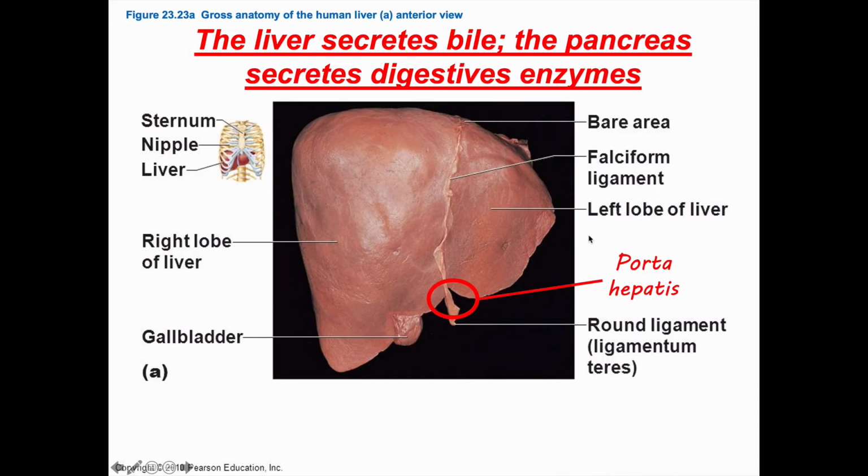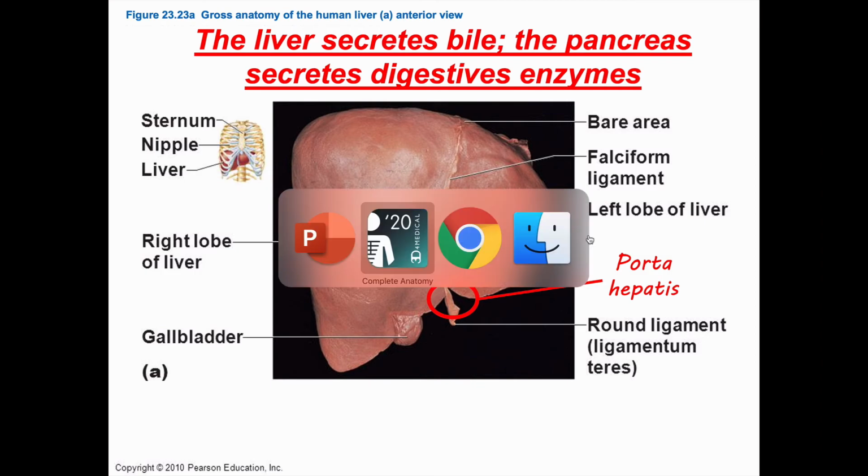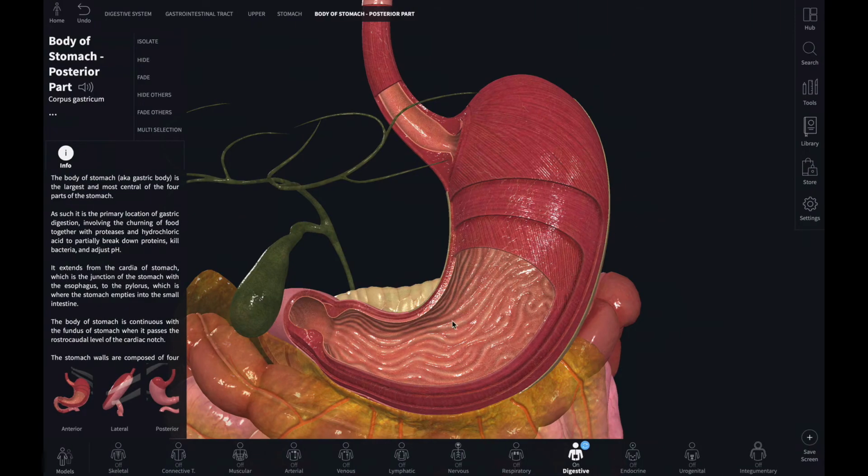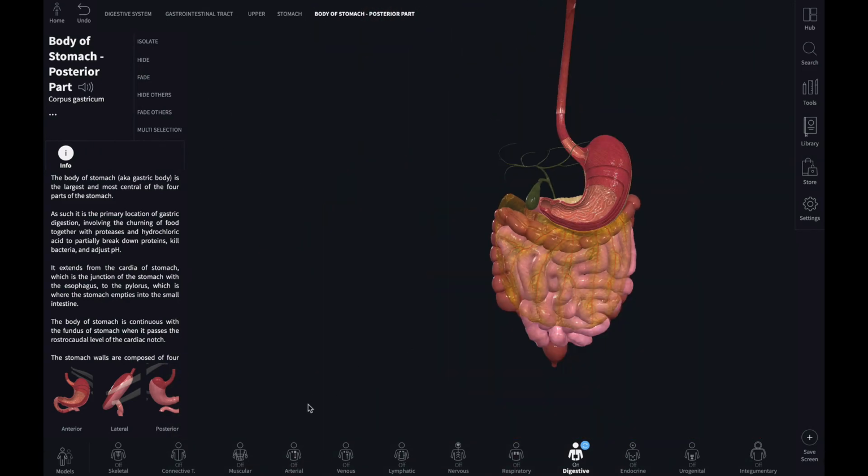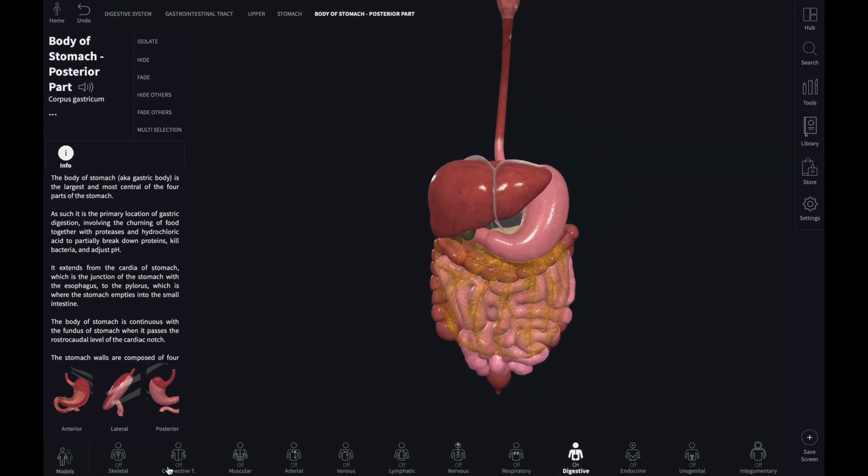Okay, now let's go to the liver. The liver secretes bile. The pancreas secretes digestive enzymes. Coming to the liver, it is said to be the largest exocrine gland. The liver is placed in the right hypochondrium, I mean the right upper quadrant.